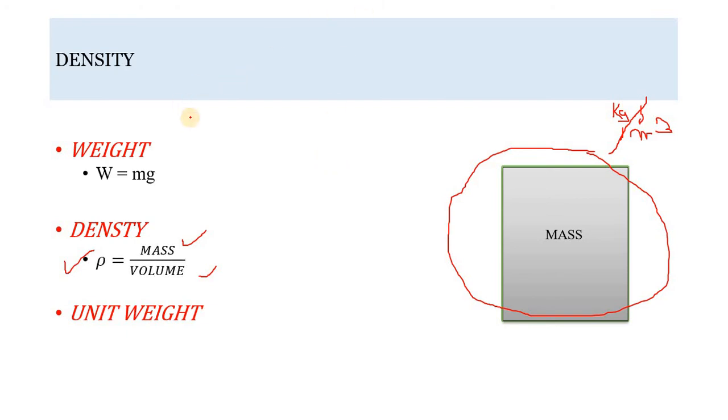So mass is always measured in kg and weight is measured in Newton. Okay, we have to note down this difference. Okay, next, unit weight. Unit weight is denoted by gamma and it is nothing but weight upon volume.